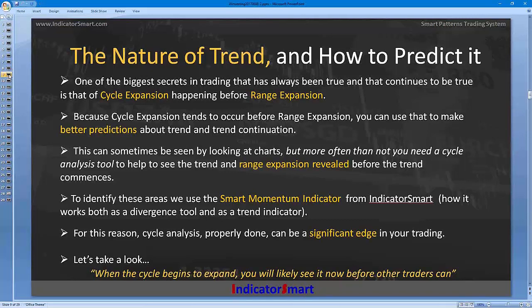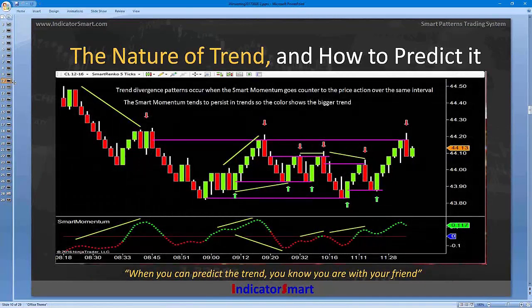So to identify these areas on charts, we use an indicator called Smart Momentum. That's from my company, Indicator Smart, and I'm going to show you how that works. You can use it both as a divergence tool and as a trend indicator. So cycle analysis properly done can be a very significant edge in your trading, and we're going to take a look at a chart that shows this.